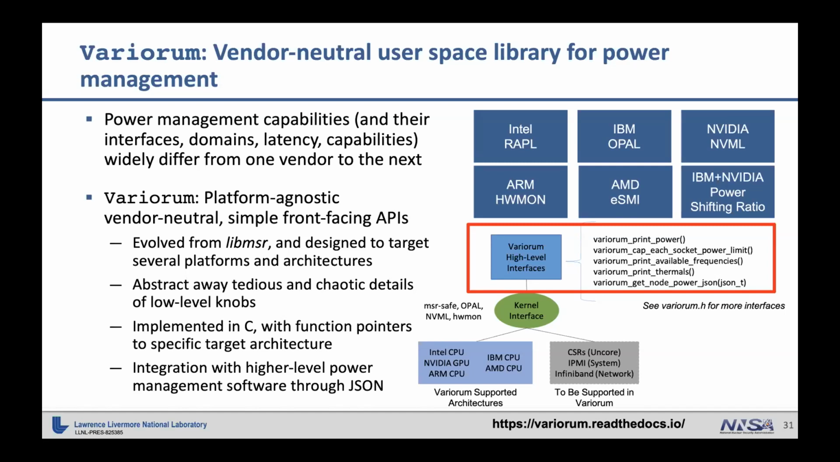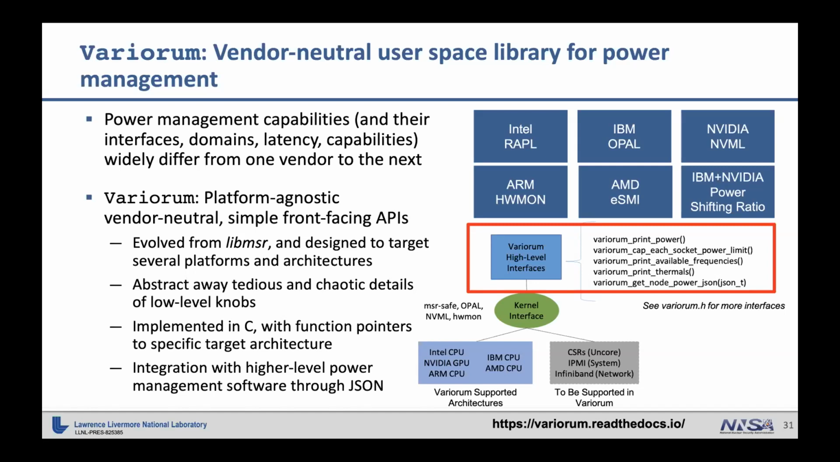We have designed Variorum to target several platforms that we covered in the beginning: Intel, IBM, NVIDIA, ARM, and AMD. We've supported those in Variorum and designed the front-facing APIs in a generic way so that they can interface with the different architectures and the different features that they support. As I mentioned, our latest release, which came out in April, supports 5 different platforms, as well as their mechanisms for power management that were previously discussed by Anirudh and Tapasya earlier in this presentation.